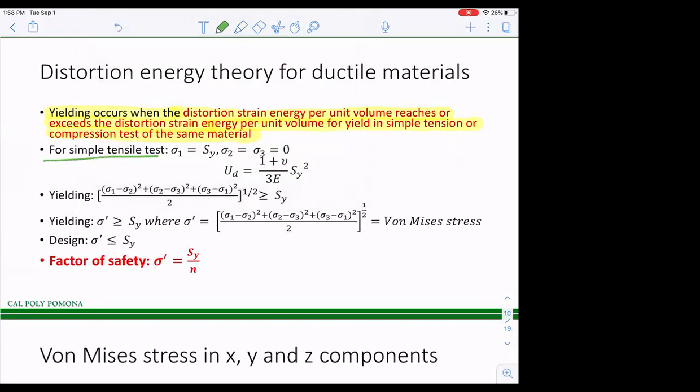For a simple tensile test, what do we have? In a simple tensile test, you only have one stress. You're just pulling it like this, so you're applying only one stress. There is no sigma 2, there is no sigma 3, they are all 0. So sigma 2 and sigma 3 are 0 for a simple test. You only have sigma 1, and when it reaches the yield strength, sigma 1 becomes equal to your yield strength.